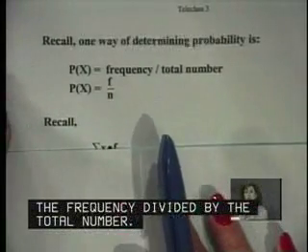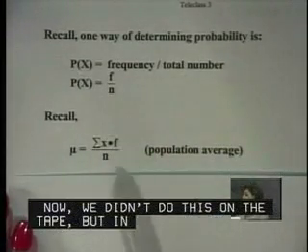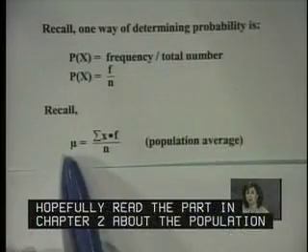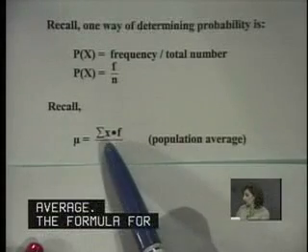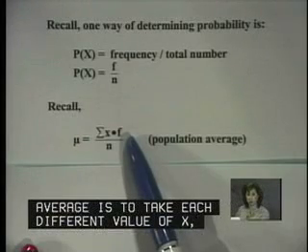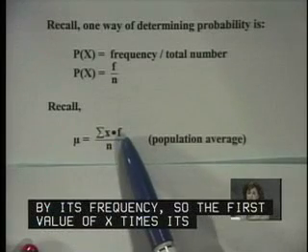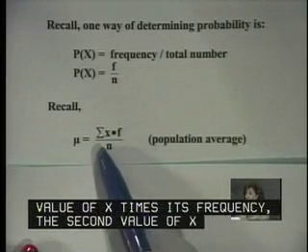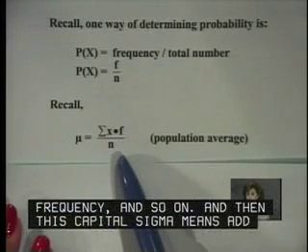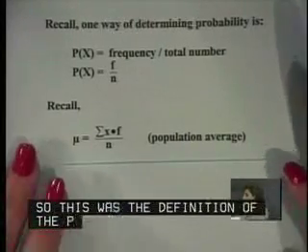Now, we didn't do this on the tape, but in the textbook you hopefully read the part in Chapter 2 about the population average. The formula for the population average is to take each different value of x, multiply by its frequency, so the first value of x times its frequency, the second value of x times its frequency, and so on. Then this capital sigma means add them all up, and divide by the total number that we had. So this was the definition of the population average from Chapter 2.